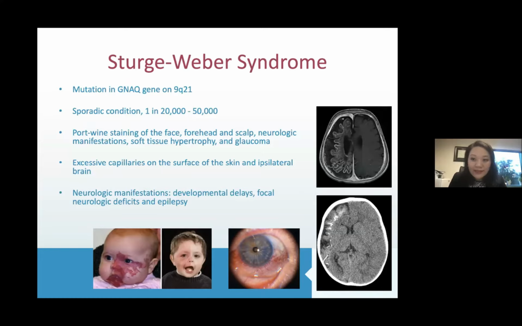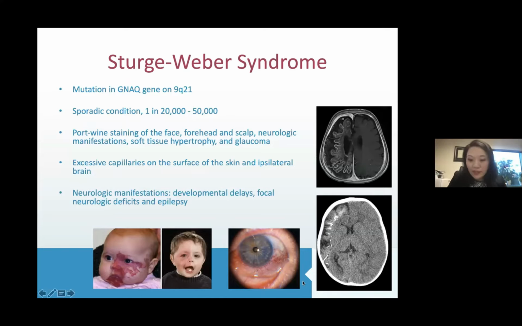And there's a classic port wine staining of the face, forehead, and scalp that is caused by excessive capillaries on the surface of the skin, and also neurologic manifestations from excessive capillaries along the ipsilateral brain. You can also see soft tissue hypertrophy and sometimes glaucoma in these patients as well. The neurologic manifestations include developmental delays, focal neurologic deficits, weakness, and oftentimes epilepsy.